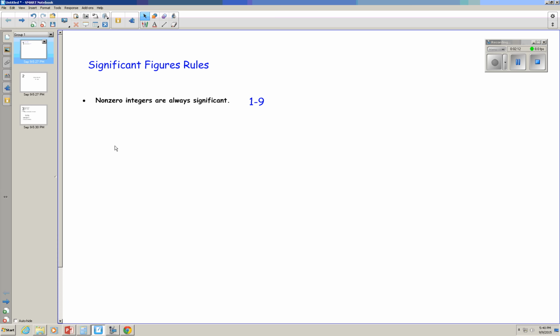So what's an example of that? If I take a number like 3,456, it has 4 non-zero integers. Every single one of them is going to be significant. So this number is going to have 4 sig figs. The following number, 7.35, well, it has 3 non-zero integers. It also has to have 3 sig figs. So I think this rule is the easiest to understand. Anything that's an integer is going to be significant. It gives you kind of a head start in calculating these.